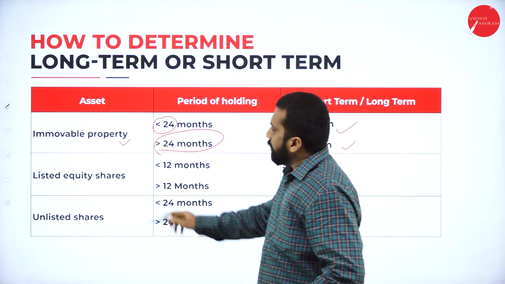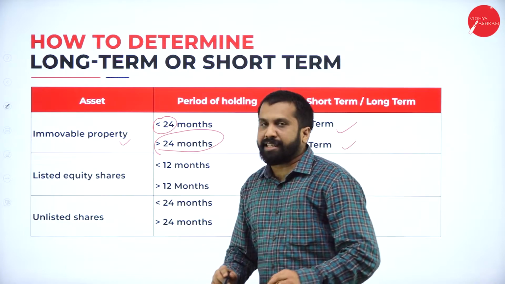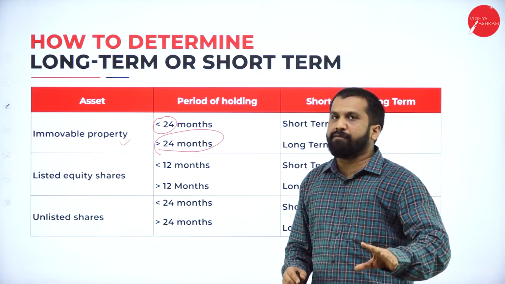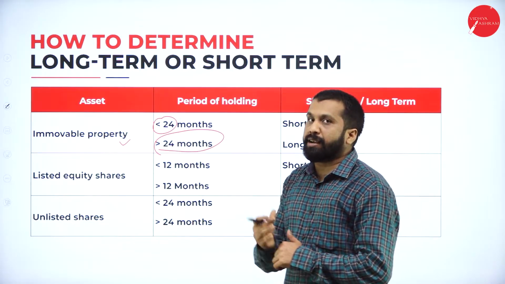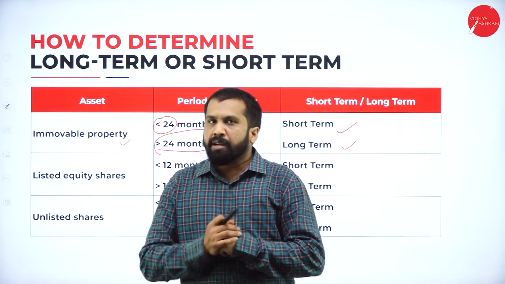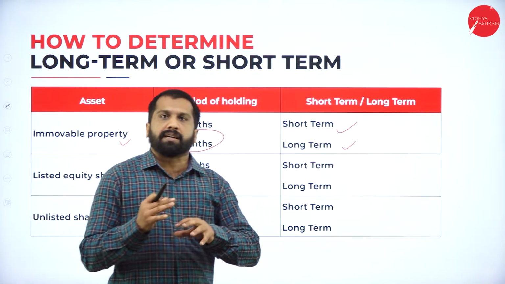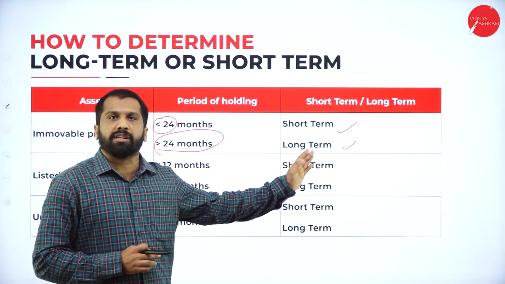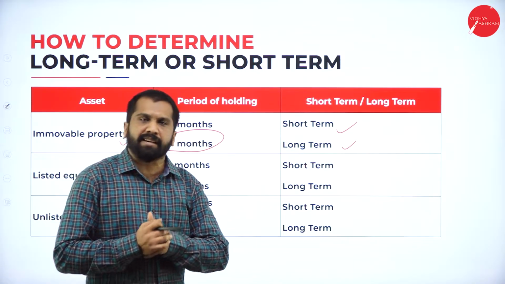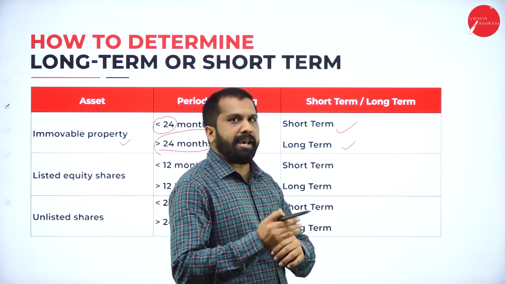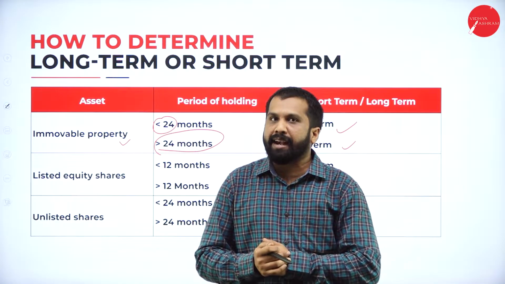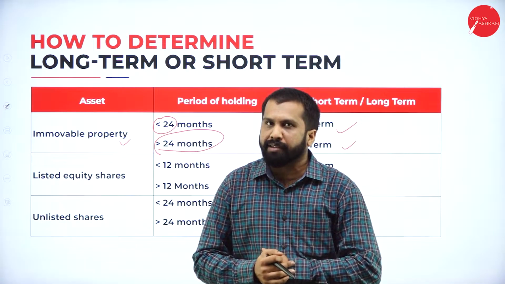Now, listed equity shares. In case of shares, we don't consider 24 months. Why? Because shares are very volatile. Volatile means the prices are fluctuating. So, will you give me the confidence that today's Reliance share price of 2,100 will be the same after 10 days? Will you guarantee the price will be 2,100?